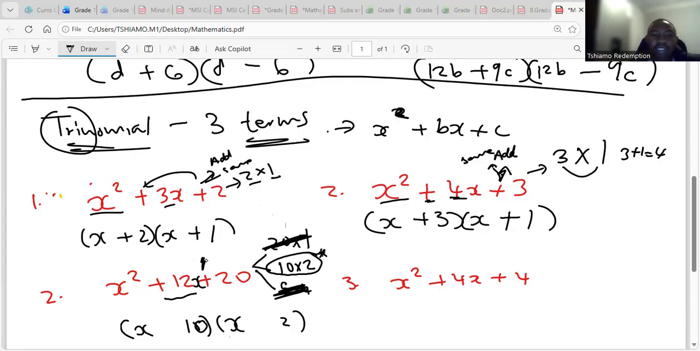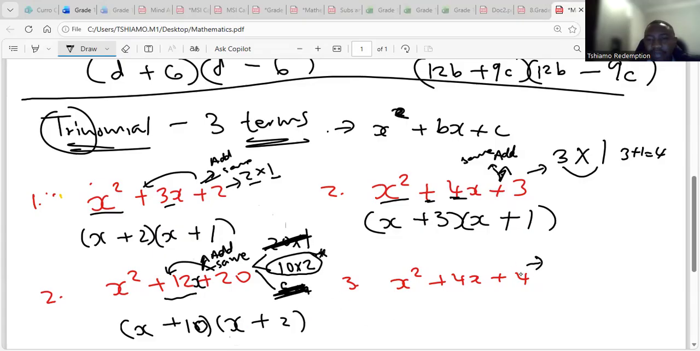Now, remember, this says what? We're adding, and it also says what? The signs must be the same. We go to the middle term, and it's a plus plus. I hope you are getting it now. It's not so bad, right?